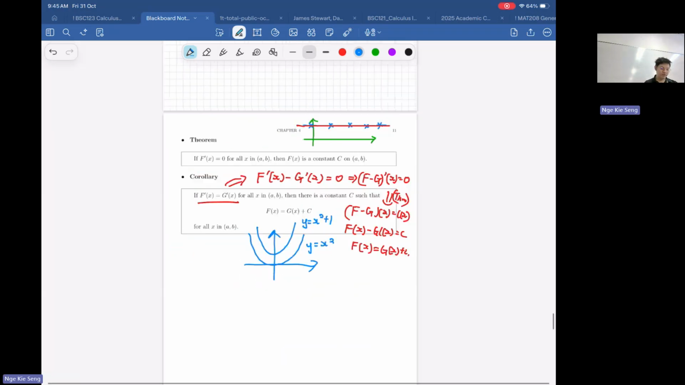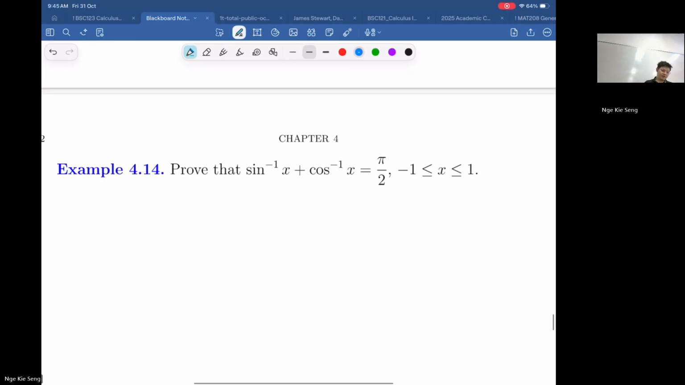Okay, let's see how we apply this. So prove that sine inverse x plus cos inverse x is equal to pi over 2 for all the x's between -1 and 1. So x lives from -1 to 1.